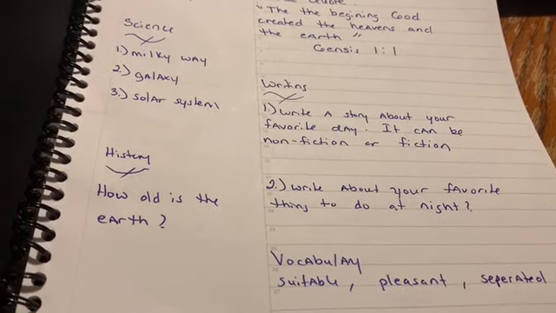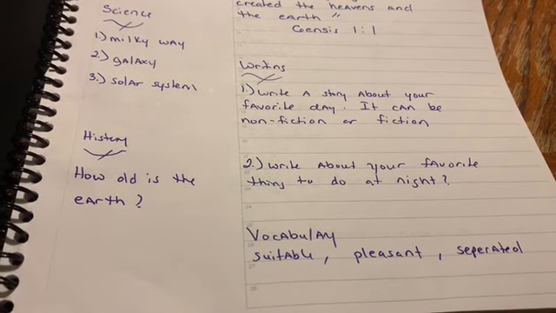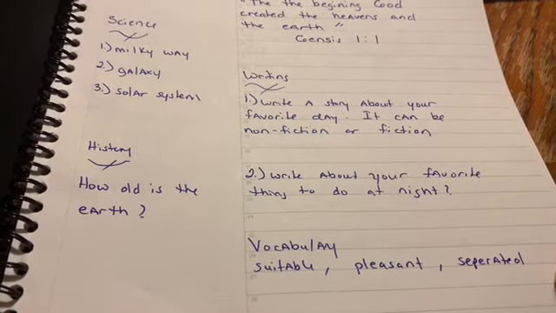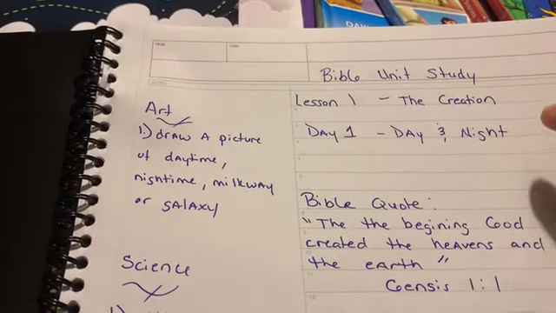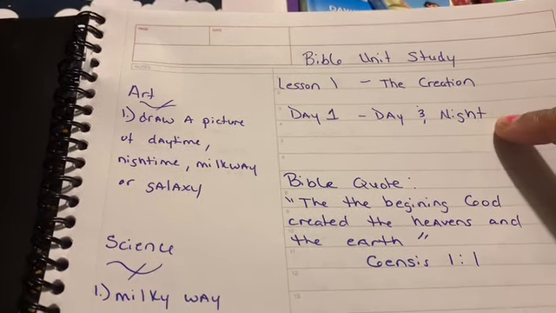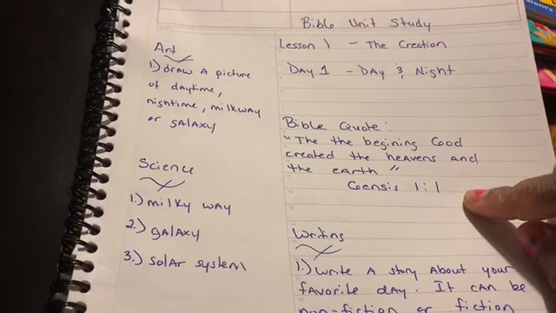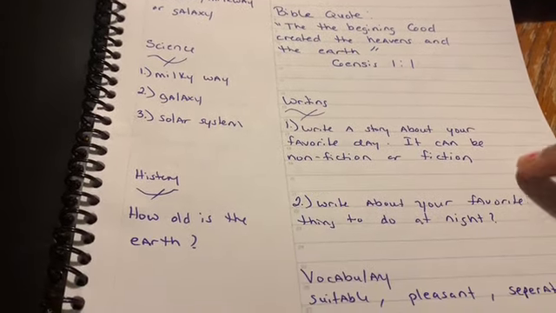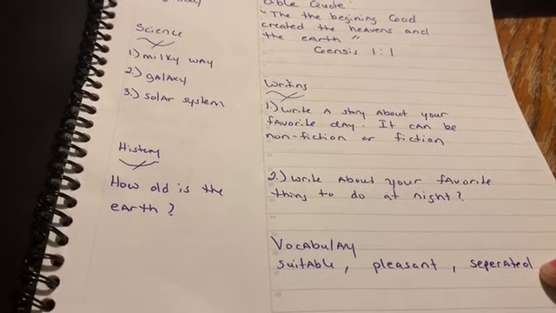And then I read through the Bible, and I picked out words that I felt would be good vocabulary words. The ones they had to write down and look up in the dictionary were suitable, pleasant, and separated. So far we talked about the Bible, that God created day and night. They did a handwriting assignment by writing the Bible quote, and memorization. For writing, they had to pick either one of these two writing prompts, and then we did vocabulary, these 3 words.